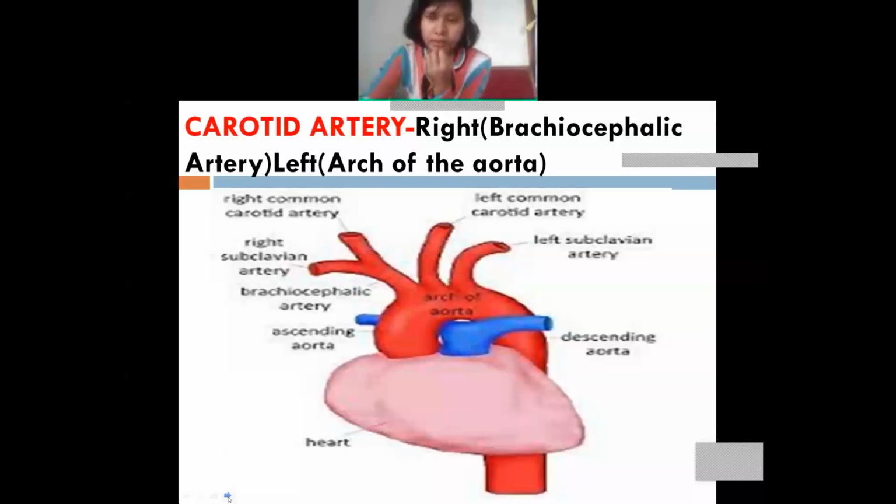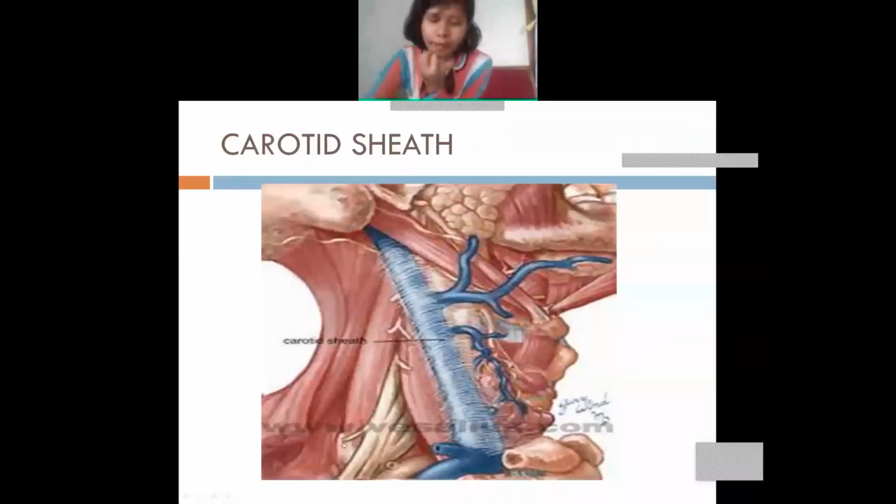And the common carotid artery, that is this portion, is covered in fascia, which is known as the carotid sheath. So this is the carotid sheath. These two arteries are covered by a sheath known as the carotid sheath. Is it clear? Yes, ma'am. Okay, so that was about the carotid artery.